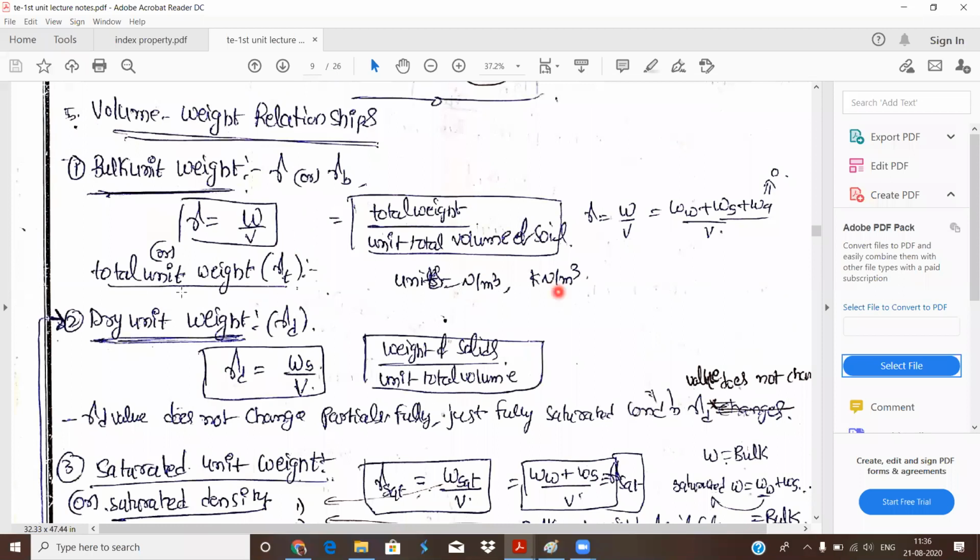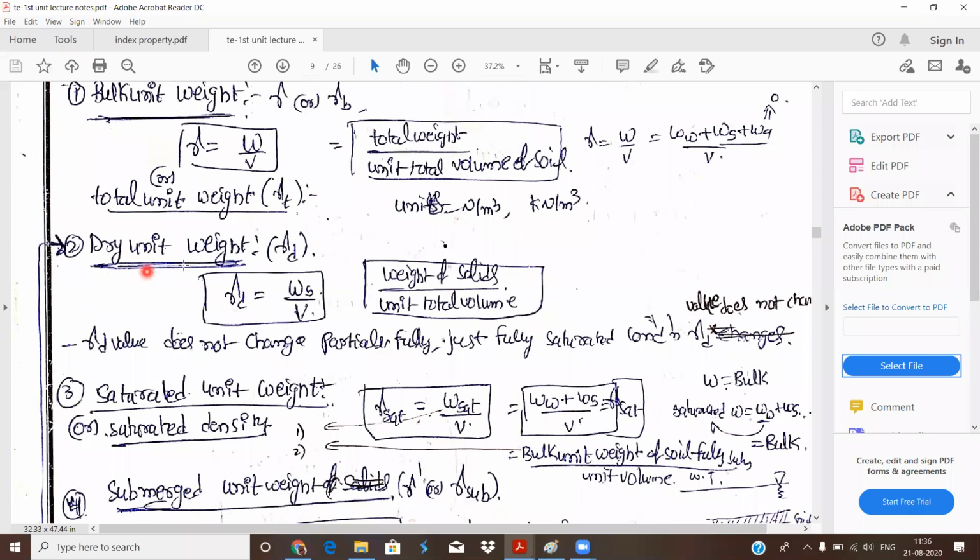Next one, dry unit weight. It is related only to dry soils, and it is represented by gamma D. It is related only to the weight of solids, not the total weight of the soil. It is the ratio of the weight of solids to the total volume of the soil.